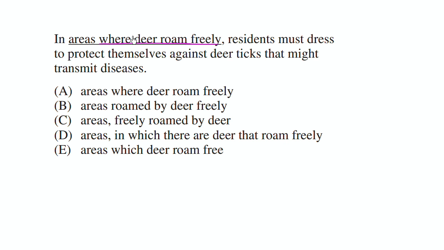We're starting with this relative pronoun. This is the type of areas. Areas where deer roam freely. This looks pretty good. I like it as is. And so I'll go with the first choice, which is always the as is. So no change to the underline.